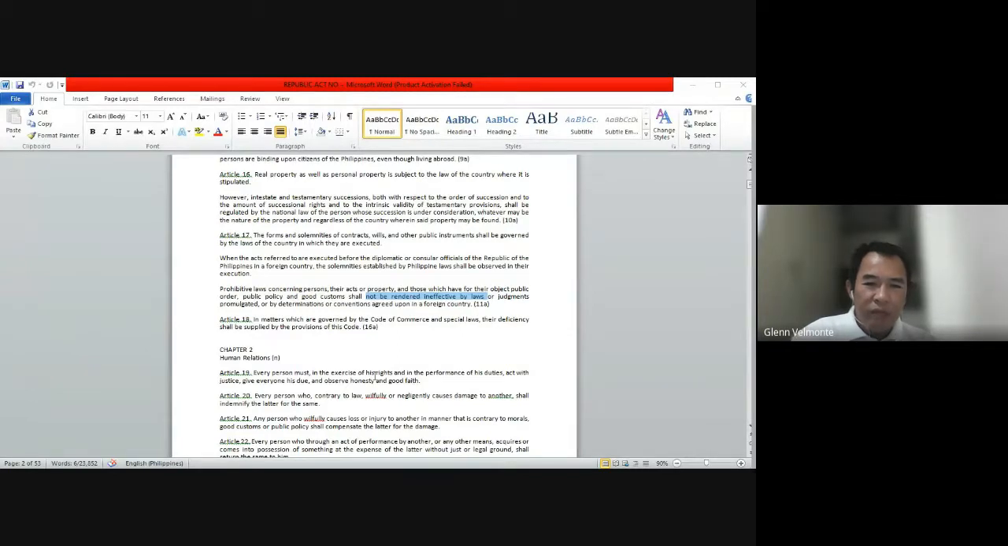Every person must, in the exercise of his rights and performance of his duties, act with justice, give everyone his due, and observe honesty and good faith. That's it. If you memorize that and apply it, the Philippines will become a peaceful country. So what is it? Can you utter it in chorus?